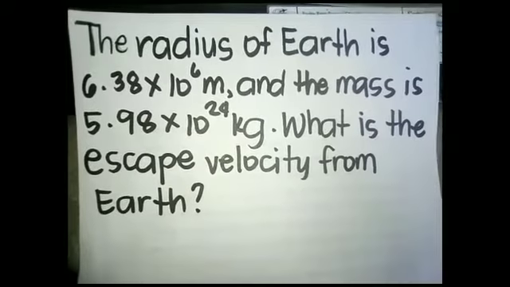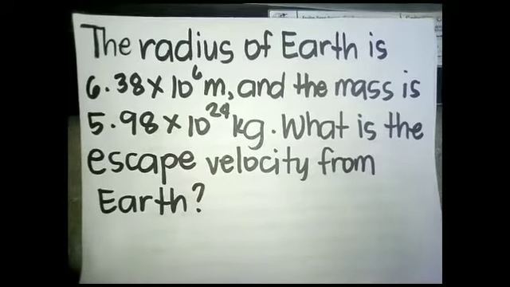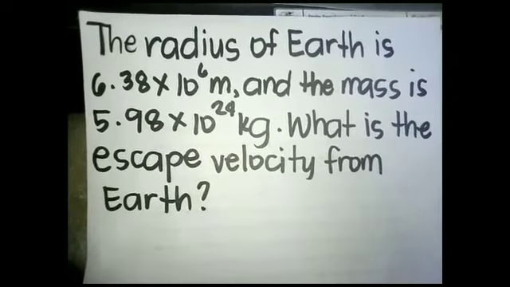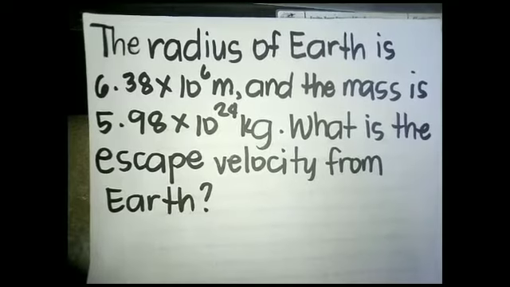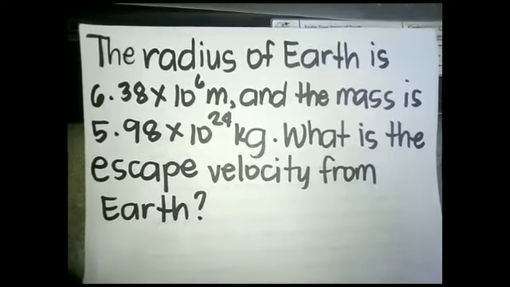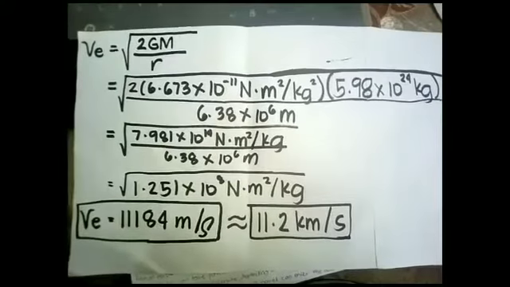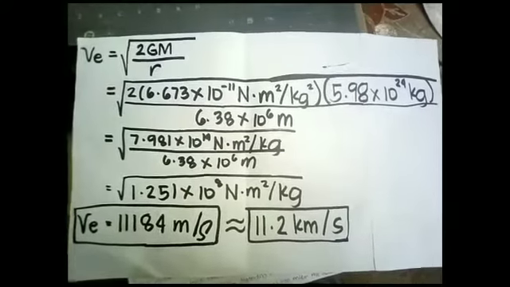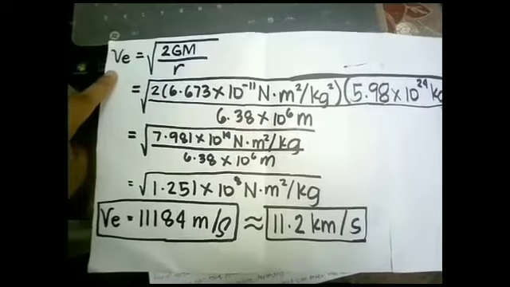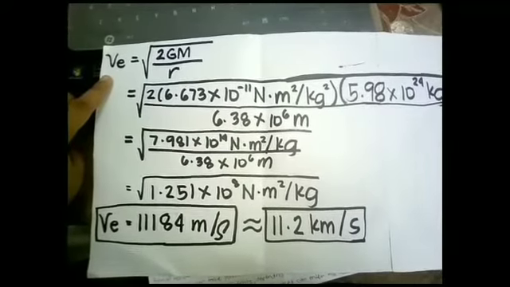Here is an example. The radius of Earth is 6.38 times 10 to the power of 6 meters, and the mass is 5.96 times 10 to the power of 24 kilograms. What is the escape velocity from Earth? The escape velocity of the Earth can be found using this formula: escape velocity is equal to the square root of 2GM over r.